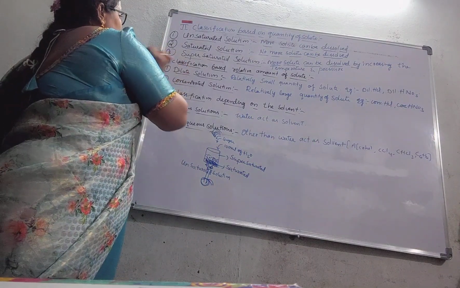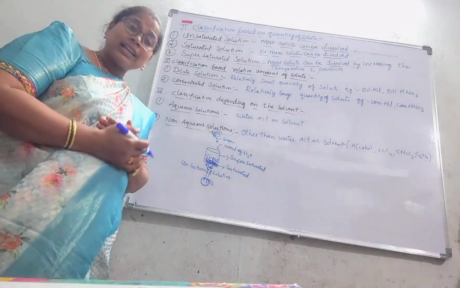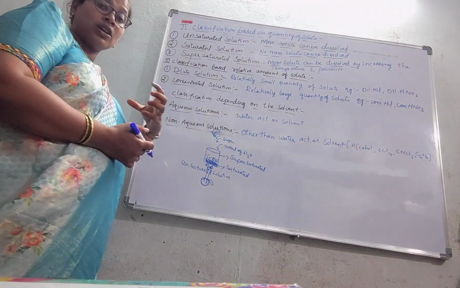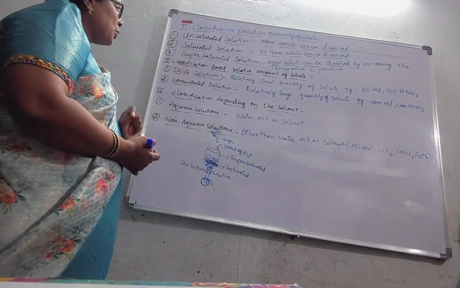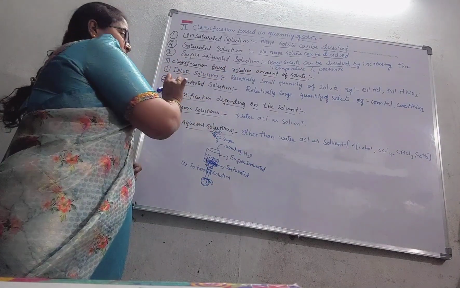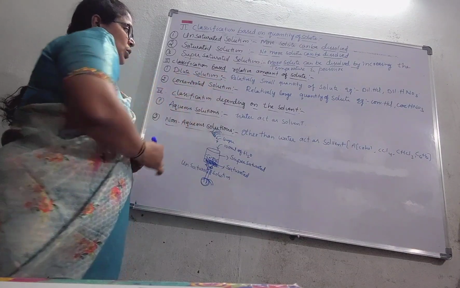Classification 3 is the classification based on the relative amount of solute. This is also based on the solute only. Here there are two types of solutions based on the relative amount of solute. One is dilute solutions, the other one is concentrated solutions.